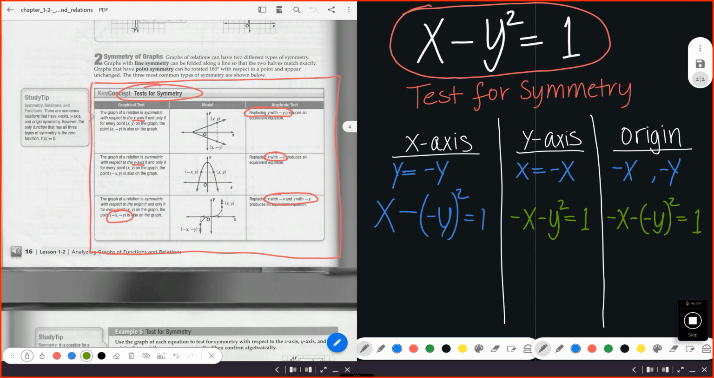Okay, so now we just simplify. Well, I can take the square in this first one, and take that square of negative y. Now I have negative y times negative y. Those are two negatives which make a positive. And I still have that minus there, but then this minus cancels out when I multiply those two together. And I'm left with just y squared equals 1.